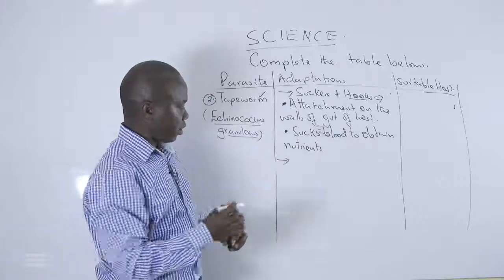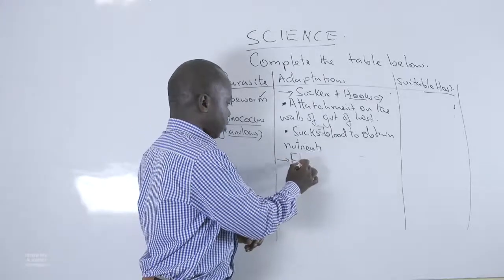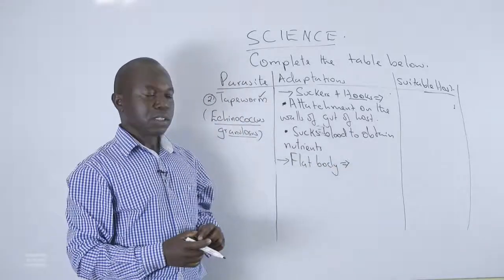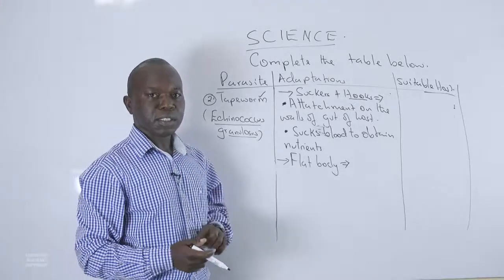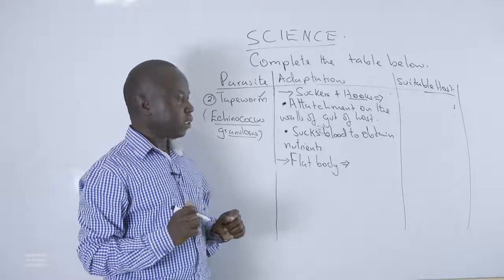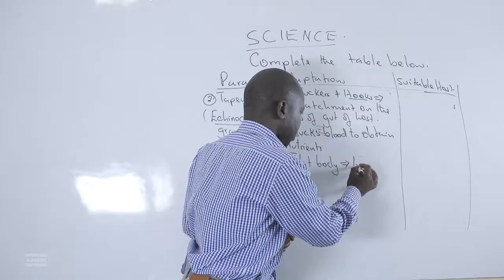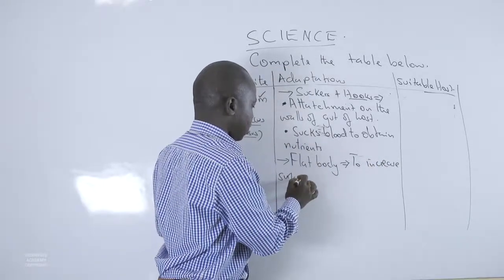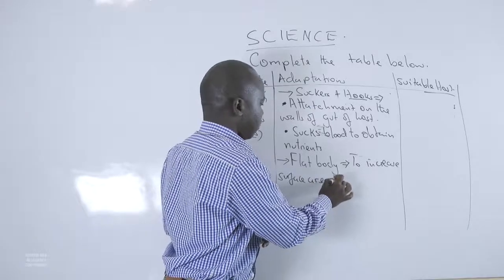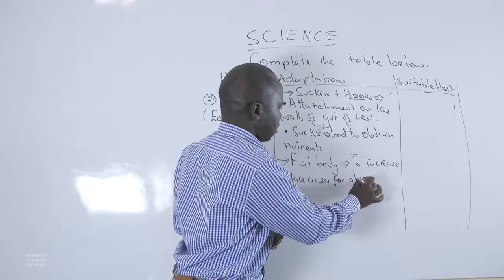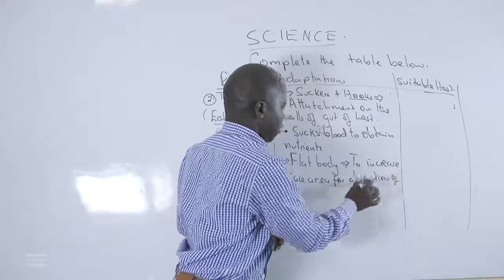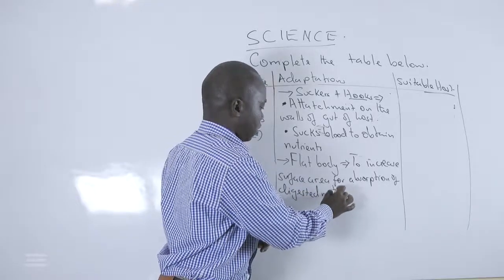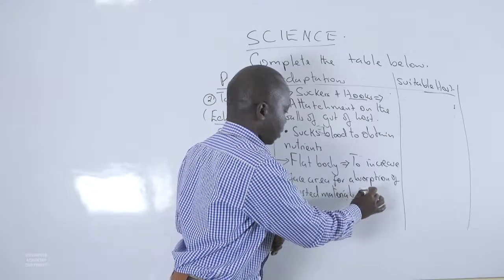Other important features include having a flat body. Tapeworm has a flat body. Having a flat body increases surface area for absorption of digested food materials, to increase surface area for absorption of digested materials from the gut.